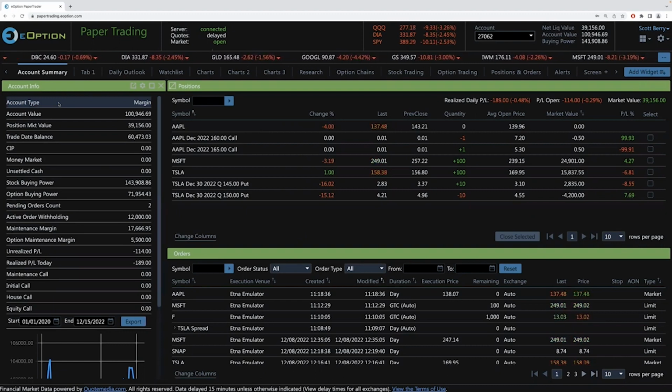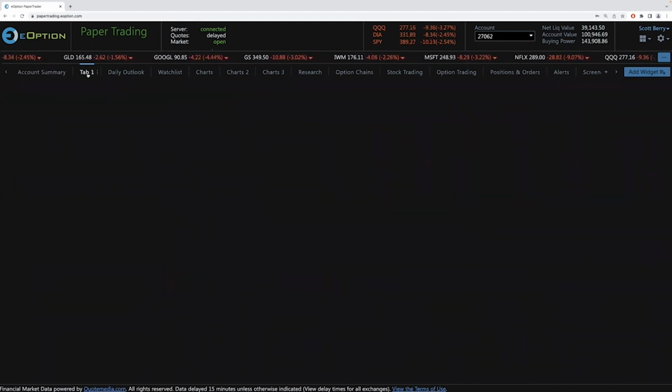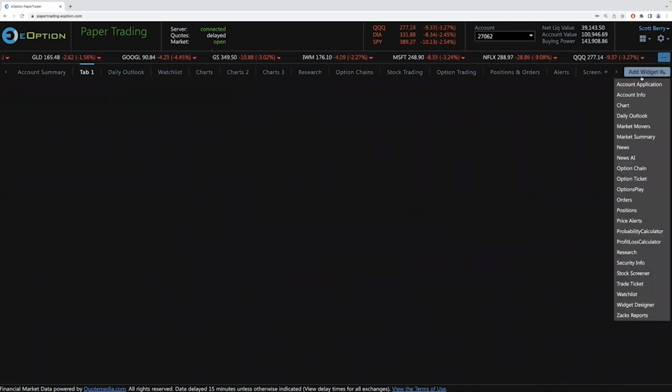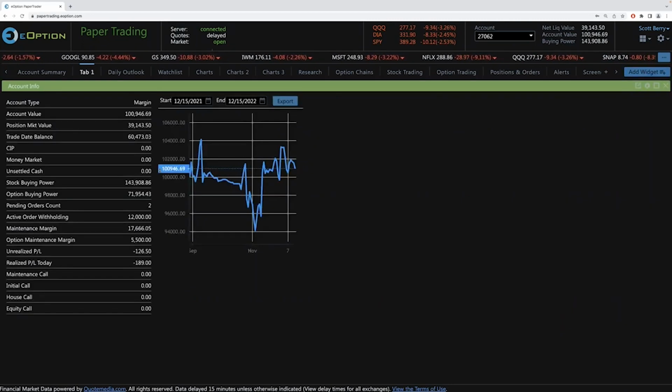You're more than welcome, and I have done this for people or showed them how to do it, to put it on its own tab. In doing so, you would create a new tab called tab 1. In tab 1, you would then add the account information widget. This way, you could have it all on its own tab, and you can then see everything, including the account value graph, which is off to the right, where you can change the date range and so forth.